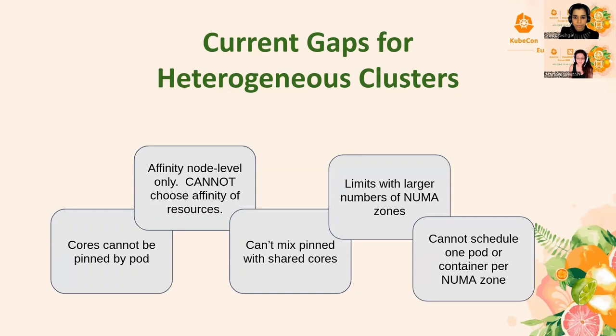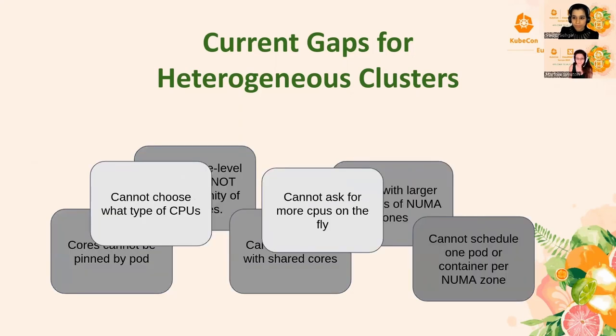So the current gaps for heterogeneous clusters include all of the ones that we have for high performance compute clusters. And we still have at least two more. So you can't choose what type of CPUs. Remember that one that said weird CPUs in the middle and the regular CPUs at the beginning? You can't choose which CPU you want. And you can't ask for more CPUs on the fly.